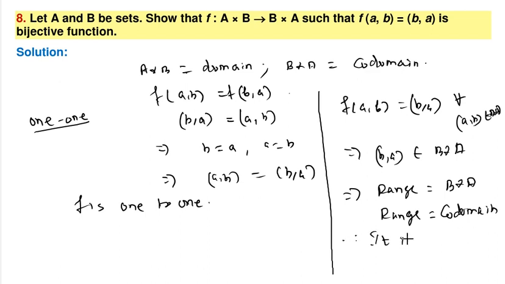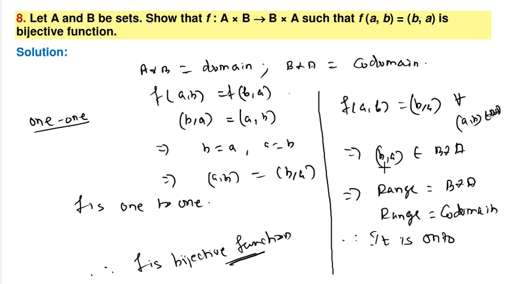Therefore it is onto, and therefore the function f is a bijective function. Yes, f of (A, B) equal to (B, A) means (A, B) is the pre-image of (B, A).